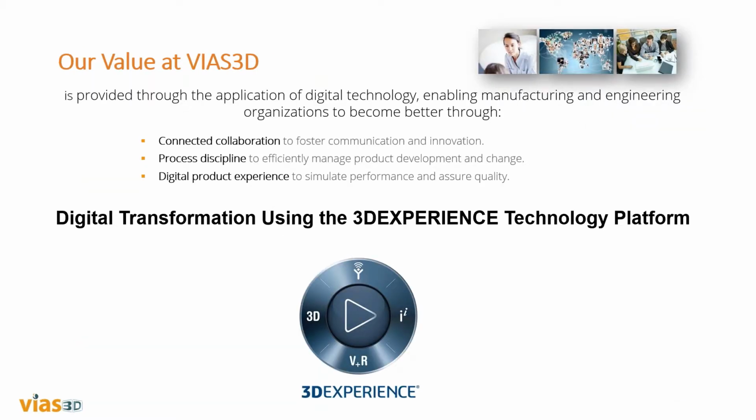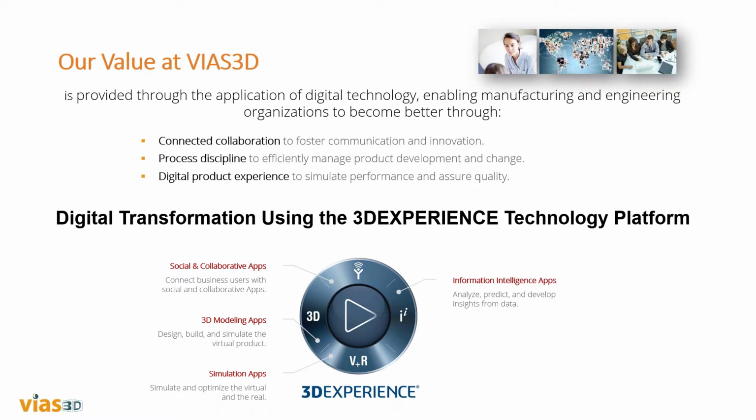Our value at Vias 3D is provided through the application of digital technology, enabling manufacturing and engineering organizations to become better through connected collaboration, process discipline, and digital product experience. We're using digital transformation on the 3D Experience technology platform to provide social and collaborative apps that connect business users. We have 3D modeling apps to design, build, and simulate the virtual product world. We have simulation apps that simulate and optimize the virtual and the real. Information intelligence apps that analyze, predict, and develop insights from the data. All in 3D real time on the 3D Experience platform.